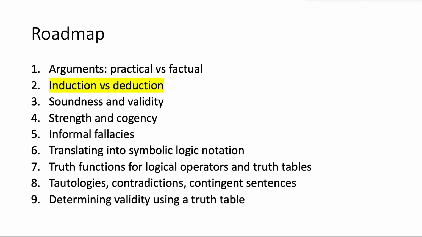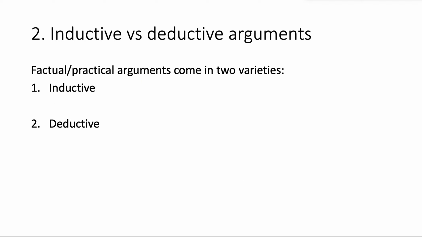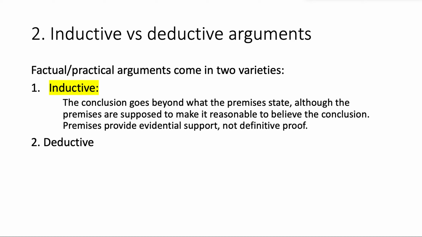Okay. Let's talk about the next distinction between inductive and deductive arguments. Both factual and practical arguments come in these two different varieties, inductive and deductive. How do we know whether an argument is inductive? Well, the conclusion goes beyond what the premises state, even though the premises, because they're premises, are supposed to make it reasonable to believe the conclusion. They're supposed to support the conclusion. But what the premises are doing is providing evidential support, not definitive proof.